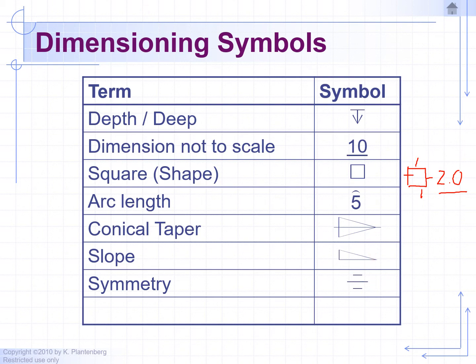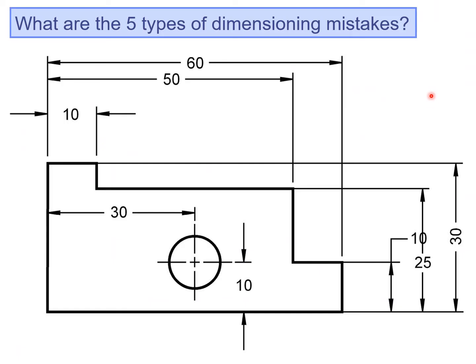Next slide. Okay, so this is what your homework is going to look like for chapter 7, by hand, or if you can do it digitally. We're not using AutoCAD in chapter 7. We'll be dimensioning in AutoCAD in the next chapter.